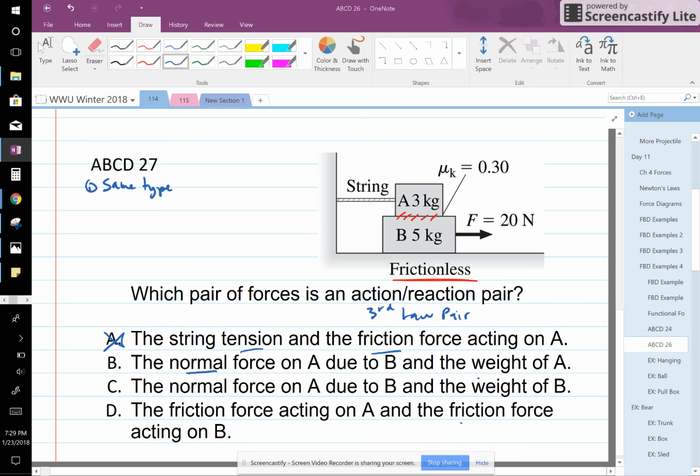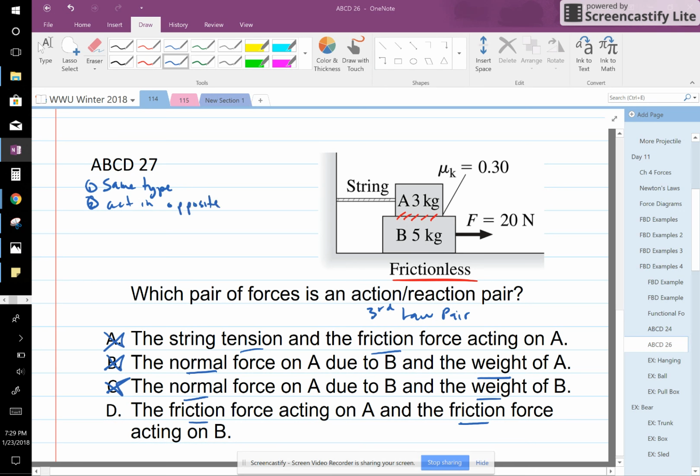B is a normal force and a weight force. Those are not the same type of force, so B is out. C is the same thing, a normal with a weight. They are not Newton's third law pairs. But the last one is, or at least it has the same type. They're both frictional forces. Okay, the other conditions for the third law pair, they act in opposite directions.